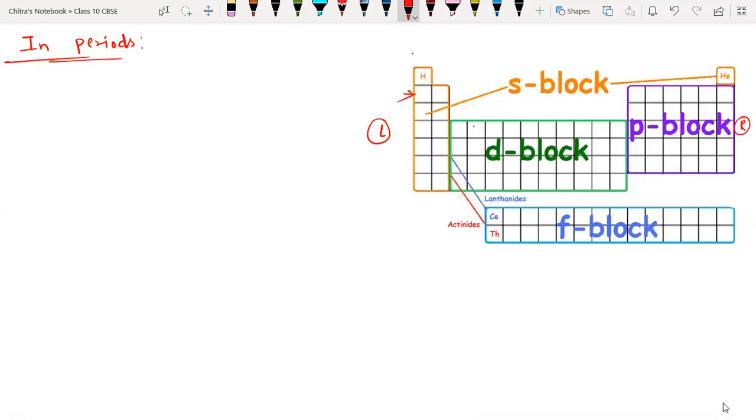I'm just taking an example of the third. So here we have lithium, having atomic number 3. Here we have the nucleus, the first shell and the second shell. So lithium has 1 electron in its outermost shell.